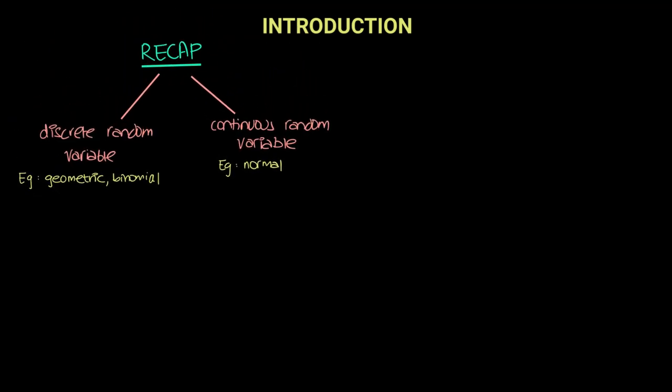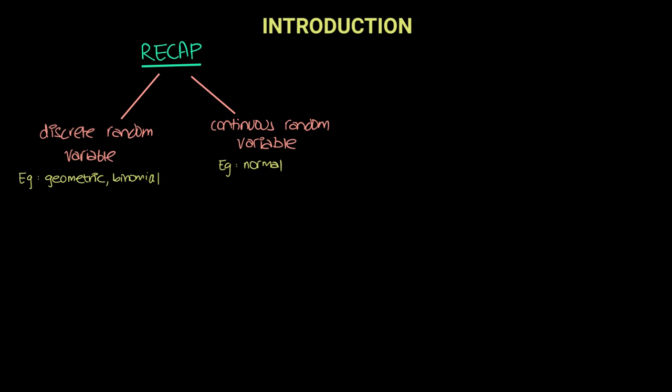Hey guys, so before we begin with the new chapter of normal distribution, let's have a quick recap of what we've studied up till now. So in the previous topics, we learned what a random variable is. We learned that a discrete random variable in particular is a random variable which comprises of discrete values such as 1, 2, 3, and so on.